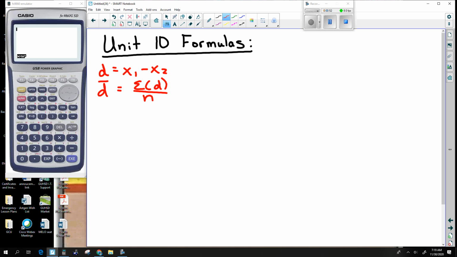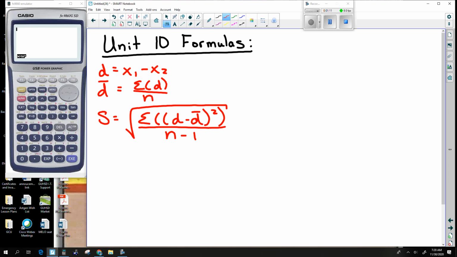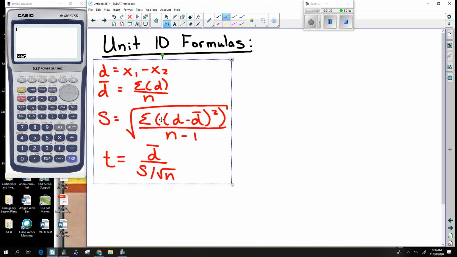That leads us to our standard deviation. The standard deviation in this situation is the sum of d minus d bar squared, divided by n minus 1, square rooted. And then we have a t, which is d bar divided by s divided by the root of n. Those formulas right there get you through the hypothesis testing of a difference.